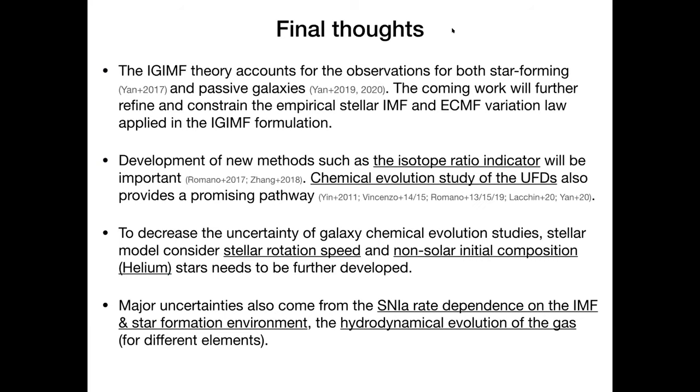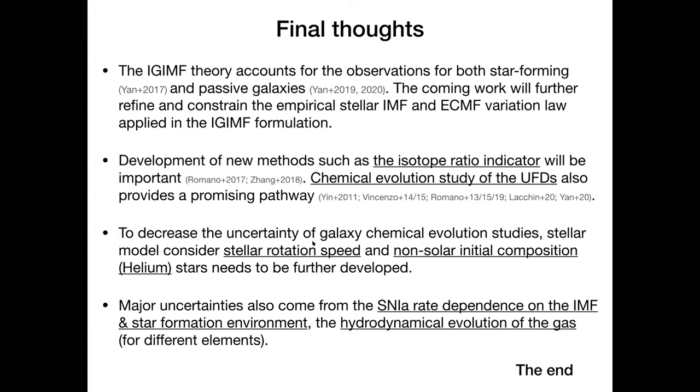The IGIMF theory accounts for the observations for both star forming and passive galaxies. The coming work will further refine and constrain the empirical stellar IMF and embedded cluster mass function variation laws applied in the IGIMF formulation. Like I said, these two empirical laws still have some uncertainties to be refined. Secondly, to do that, the development of new methods such as the isotope ratio indicator will be important. Also, the chemical evolution study of the dwarf galaxies seems to be very promising.